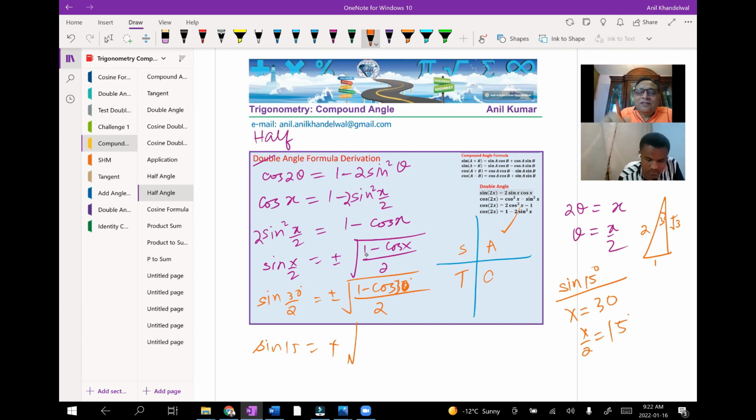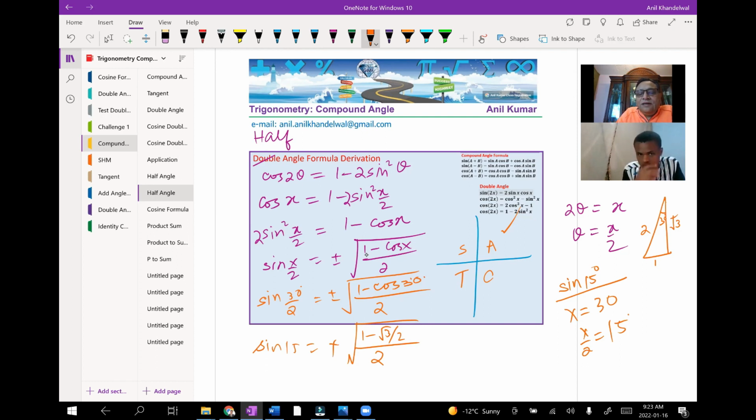And therefore, I will write here cos of 30 degrees. Let me write clearly. So cos of 30 degrees is square root 3 over 2. So we have 1 minus square root 3 over 2, correct? Divided by 2. Do you see that, how we have figured it out?